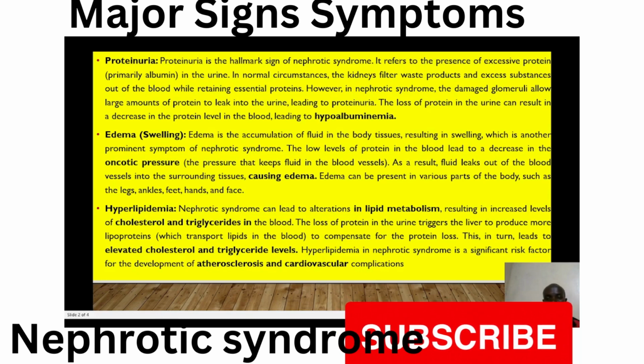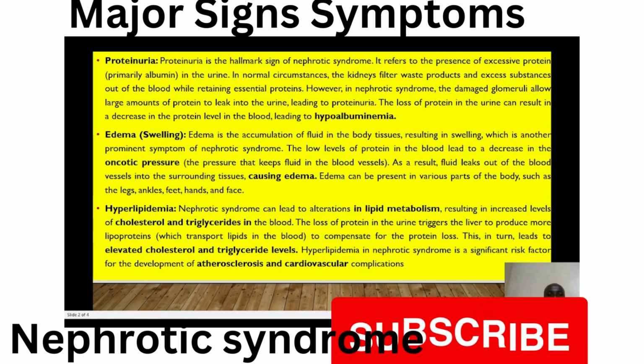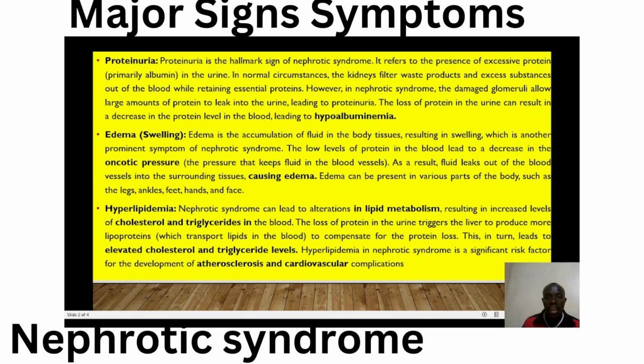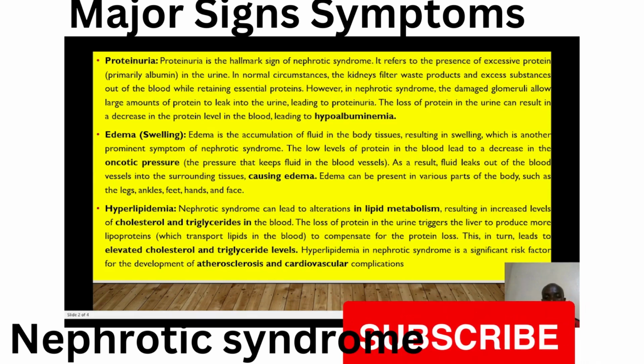So the loss of protein in urine can result in a decrease in the protein level in blood, and this leads to another sign and symptom that we normally refer to as hypoalbuminemia. So proteinuria leads to hypoalbuminemia.